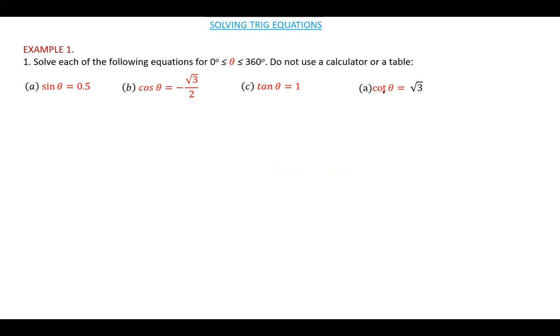When you talk about cotangent now, cot of theta is equal to the root of 3. What you have to remember is that cot is nothing but 1 over tan. So 1 over tan theta is equal to the root of 3. When you cross multiply, this tan will come this side, and this root 3 will go this side. So we're going to have 1 over root 3 equal to tan theta.